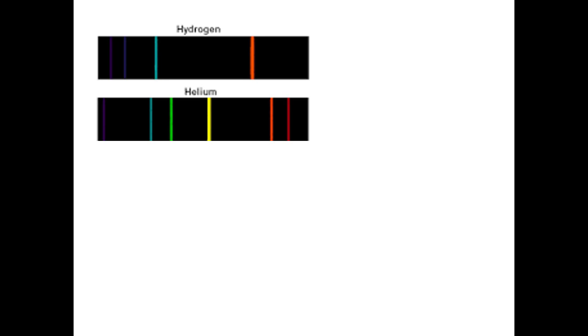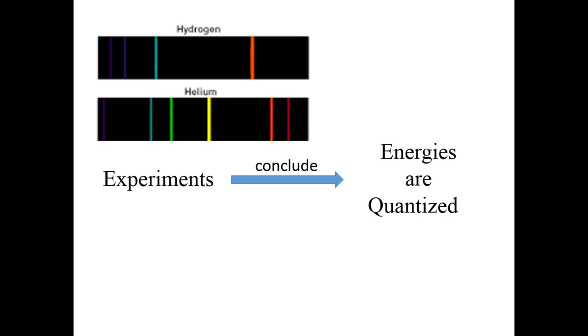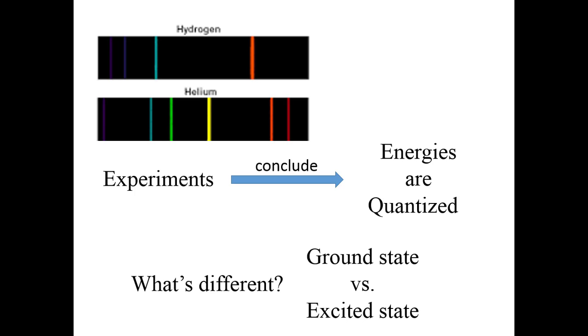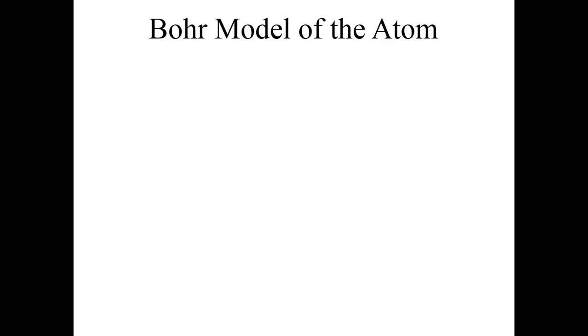So the emission spectra of the elements drive us to the conclusion that energies in the atoms are quantized. But why? What is different between the ground state and the excited states of an atom? In 1913, the Danish physicist Niels Bohr took the idea of quantized energy levels and combined it with the Rydberg equation to come up with an energy level diagram for hydrogen.